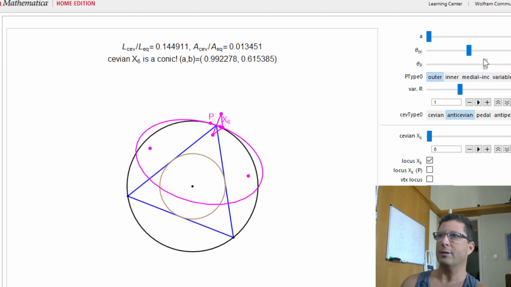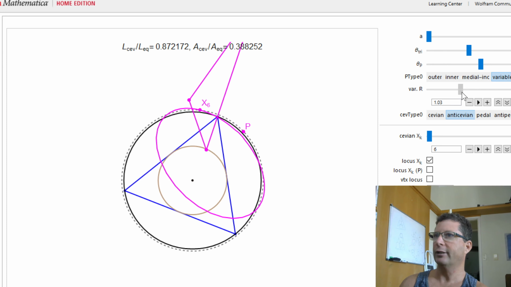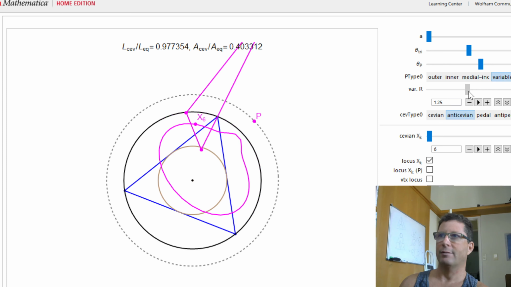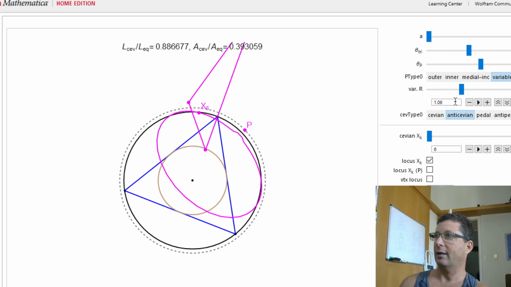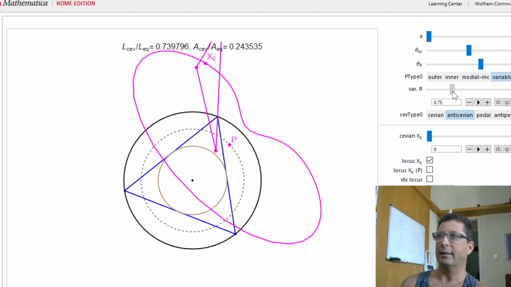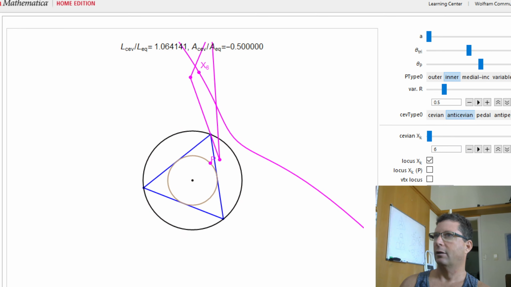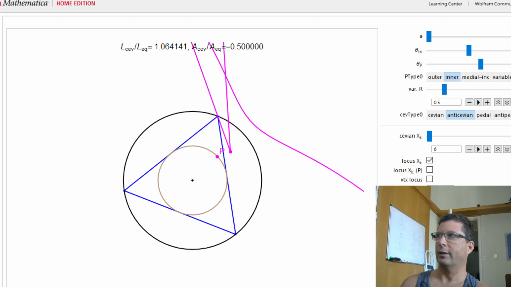And let's look at what happens if P is moved to the exterior. Okay, so this locus of X6 is no longer a conic. It's only a conic, at least in this neighborhood, when I'm precisely on top of the circumcircle. What if I move this guy inwards? Also not a conic. How about if P is exactly on the incircle? Also not cooperating, not a conic.